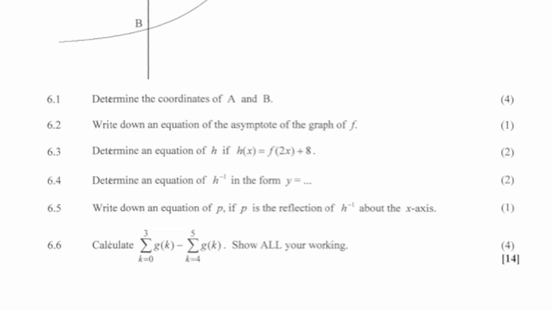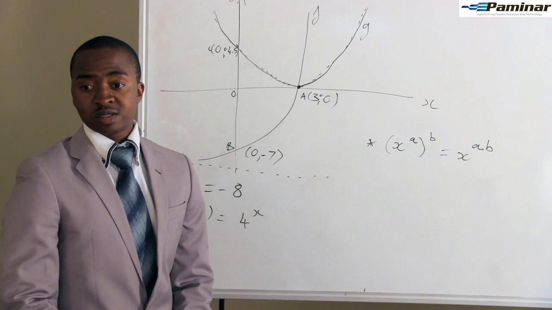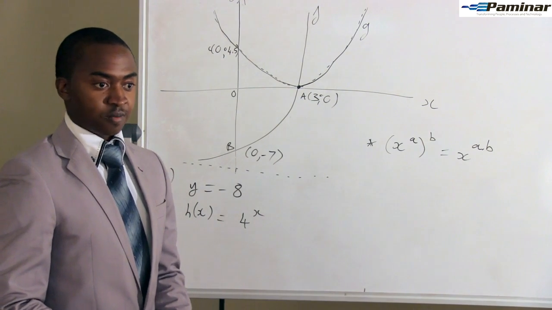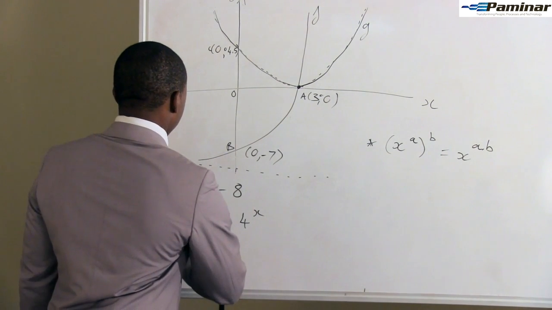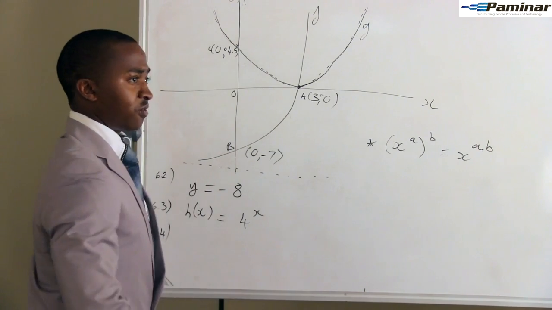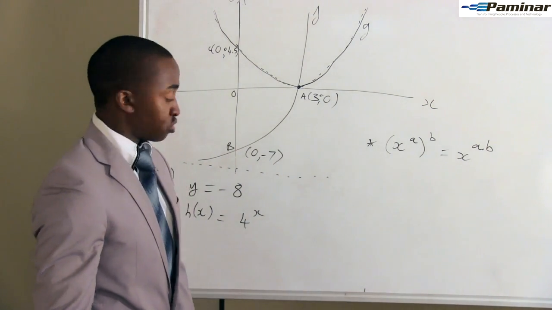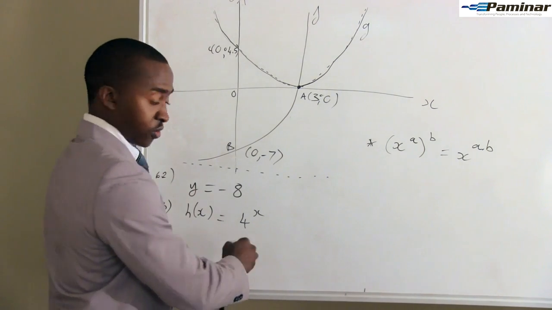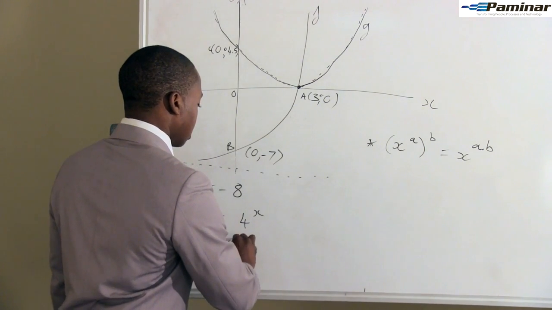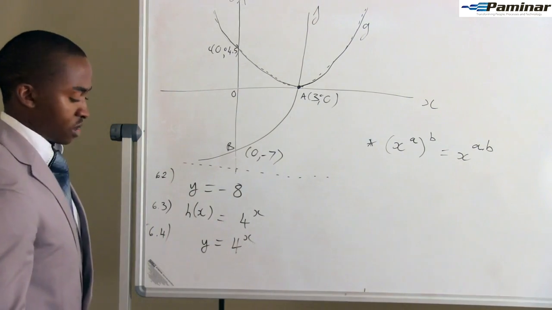Let's look at question 6.4 now. They say determine an equation of h to the negative 1 in the form y is equal to something. Okay, h to the negative 1 means the inverse. So we're trying to find the inverse. H of x we found to be 4 to the x. So in other words, you can write it as y is equal to 4 to the x.